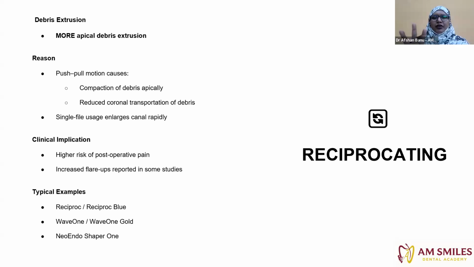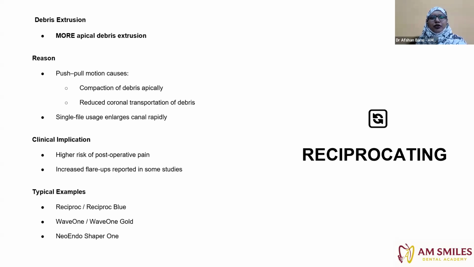So you need to weigh in: do you need centering ability or do you need less debris extrusion? You need to have a balance between both. When you require centering ability, when you say I don't want my file to go anywhere else, I want it to follow the canal path, I want to be safe, I don't want to form any ledges, then you can go for reciprocating files.